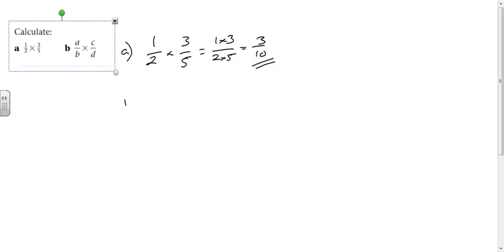So that's part A. Part B, we're going to do exactly the same. So A over B times C over D. You times the top by the top, so A times C is just AC. Bottom is going to be BD. And there's nothing in the top that's also in the bottom, so that's as simple as we can make it.